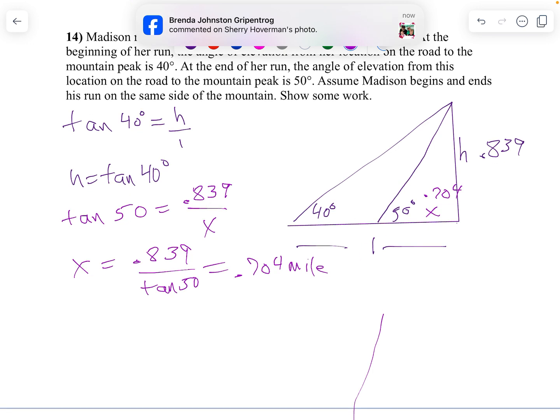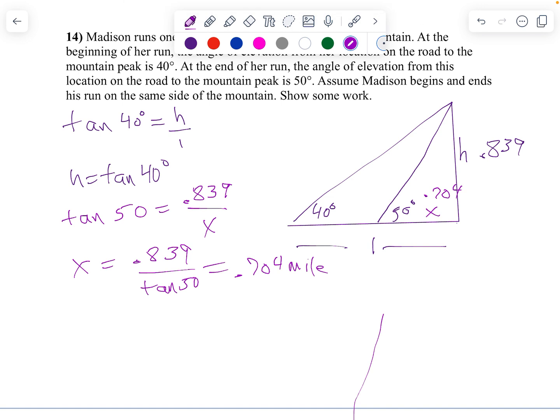Now, if we want to find out how far she ran, I'd just take 1 minus 0.704. And that'll be the distance that Madison ran. It would be about, okay, I didn't tell you what to round to, so I'll say about 0.3 miles. You could round that to whatever you want. It would have been right.